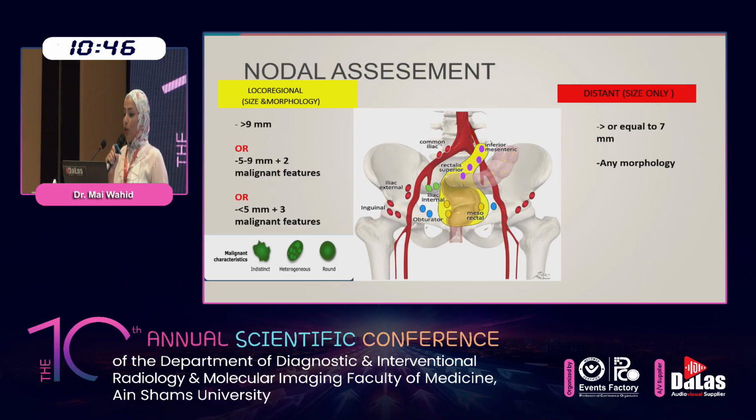So they are pathological if it's more than or equal to 7 millimeter. While the locoregional lymph nodes, shown here by the yellow area, are considered pathological based on size and morphology. So if it's more than 9 millimeter in short axis, or 5 to 9 plus 2 malignant features, or less than 5 millimeter plus 3 malignant features, all are considered pathological in this way.